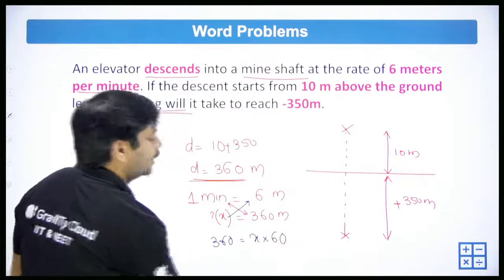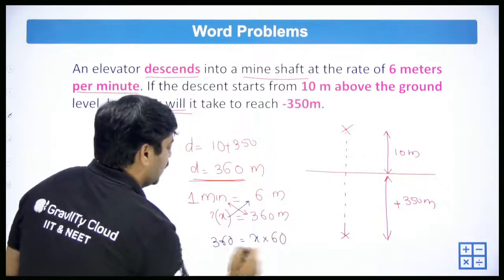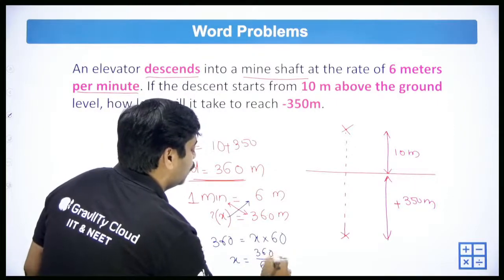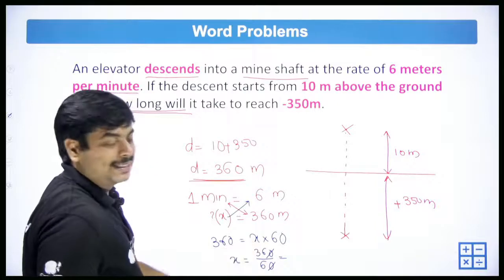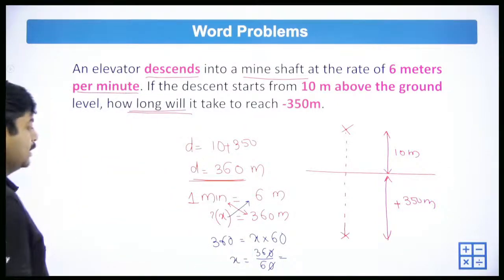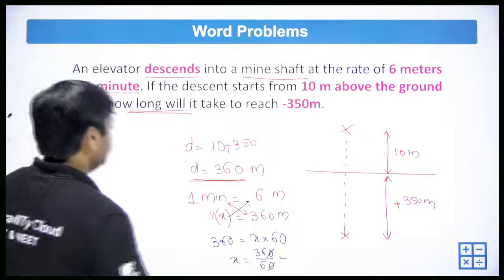So how can you find x here? The value of x will be 360 divided by 6. Sorry, once again, 360 is equal to x into 6, not 60, it is 6.